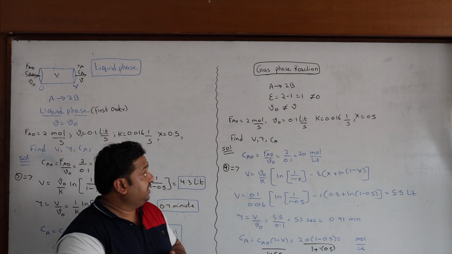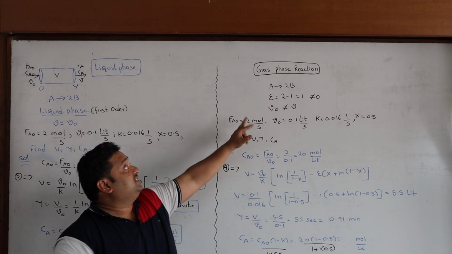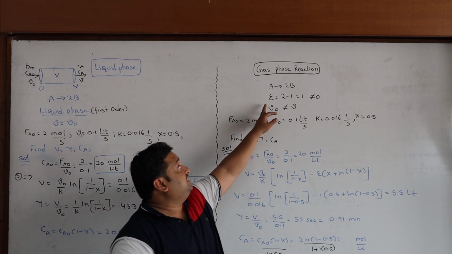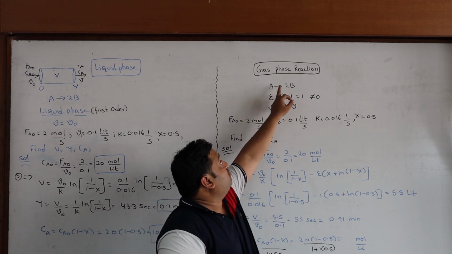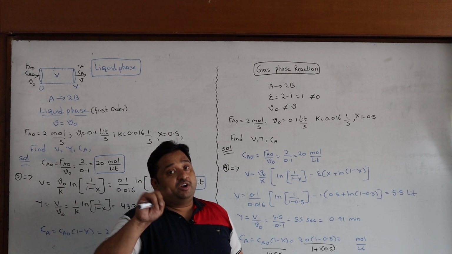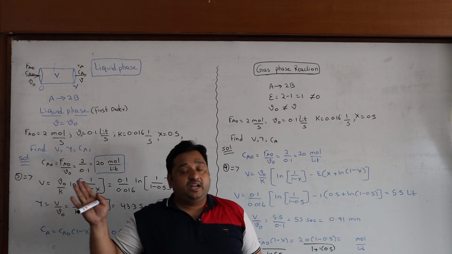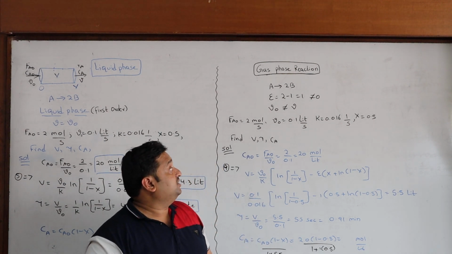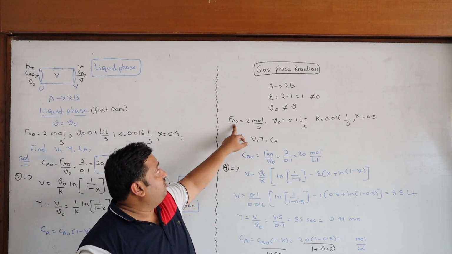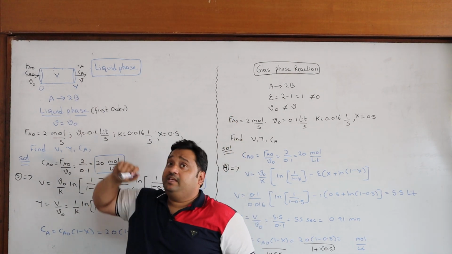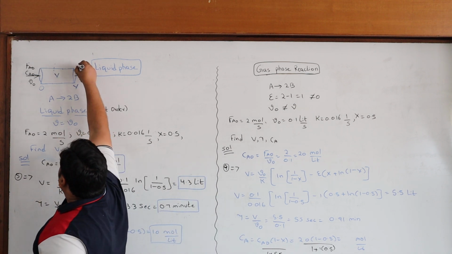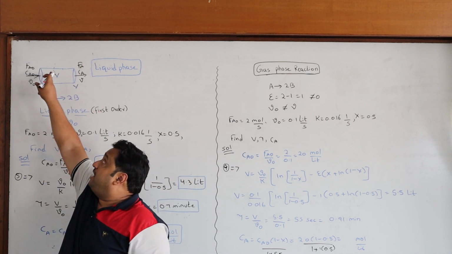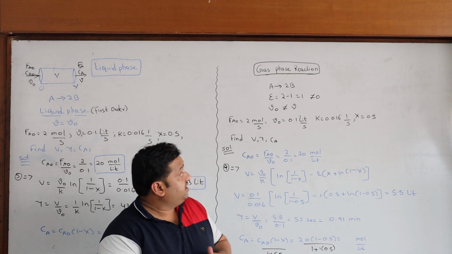Fine. Same reaction happens in the gas phase. Let us see the epsilon. 2 minus 1, that is 1, that is not equal to 0. That means initial volumetric flow rate will not be equal to the exit volumetric flow rate. Given Fa0, if I assume the same reaction happening in the reactor, now it is in the gas phase.